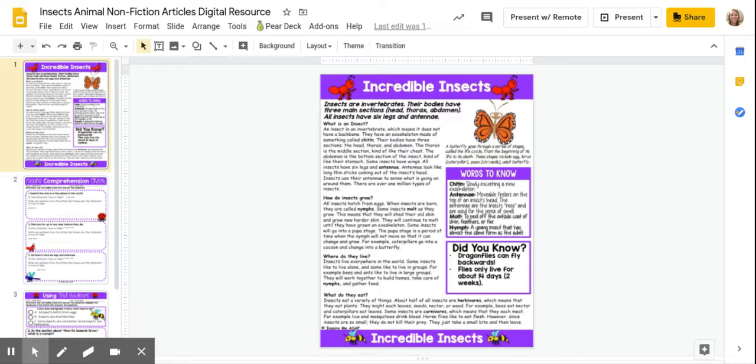So today we are going to read about insects. What is an insect? What do they have? What do they look like? How many are there? Okay, so before we start reading, let's look at our article.